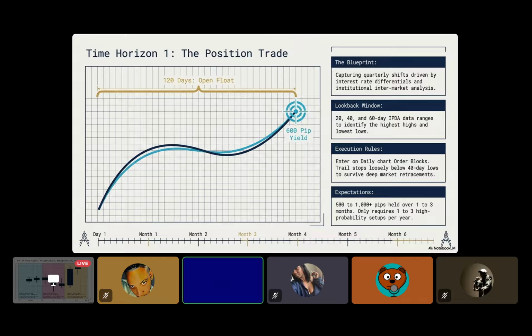Expectation is anywhere from 5 to 1,000 pips held over 1 to 3 months. And it only requires 1 to 3 high probability setups per year.